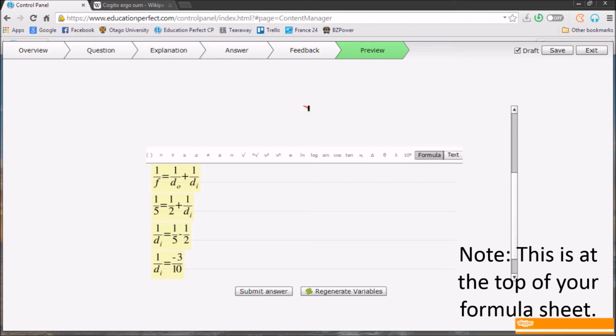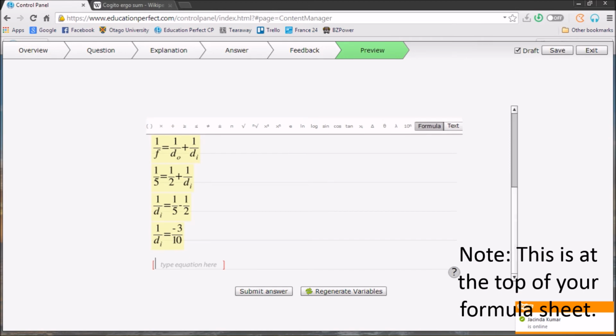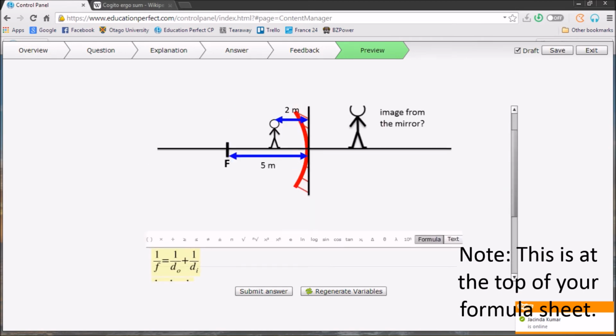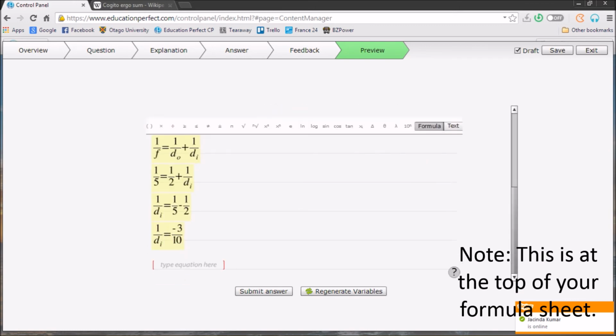Wait, it's negative. It is, but that's no reason to panic. You get a negative sign because the image you're looking at is virtual. That's this image up here. When you use Descartes' formula, negative signs pop up when you have a virtual image.